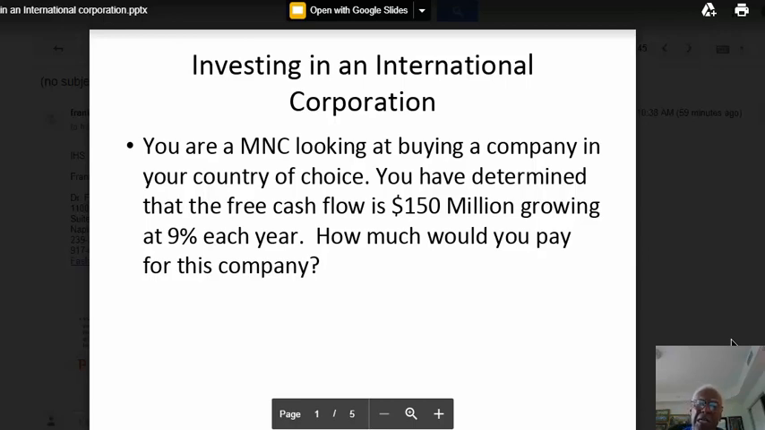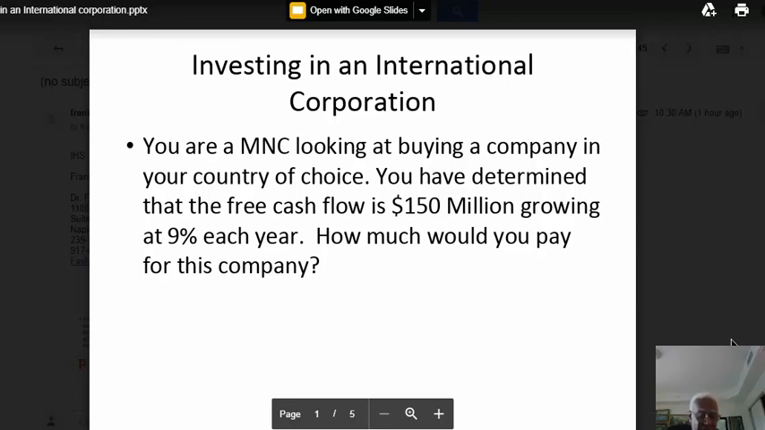What you're going to be doing is looking at a company that you're going to be buying in another country. So you're a multinational corporation, and you're buying a company in the country of your choice. You've determined that it has free cash flow of $150 million and it grows at 9% a year.